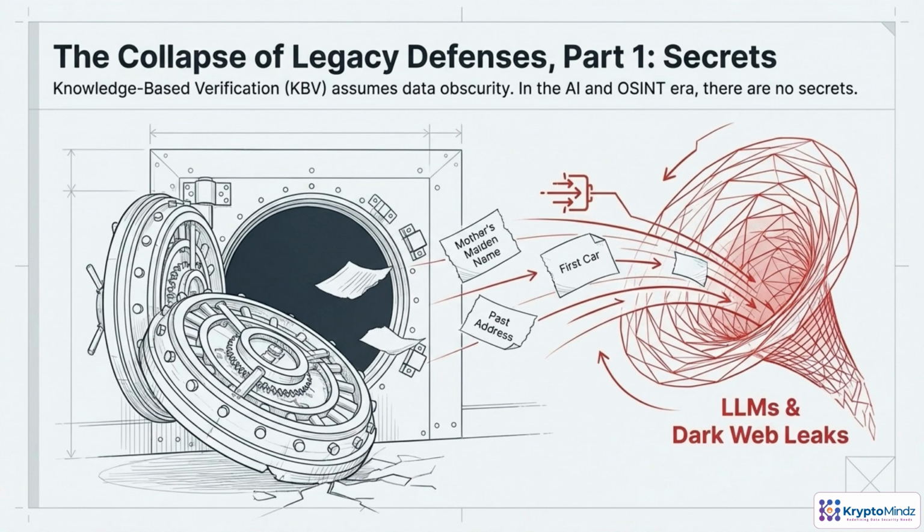Knowledge-based verification was built on a simple assumption. Attackers can't know your personal trivia. In the AI and open data era, that assumption breaks. Breach dumps, social media, OSINT tools, and large language models make it trivial to discover secret answers. If your defense is mother's maiden name or first car, you should assume attackers already know it.